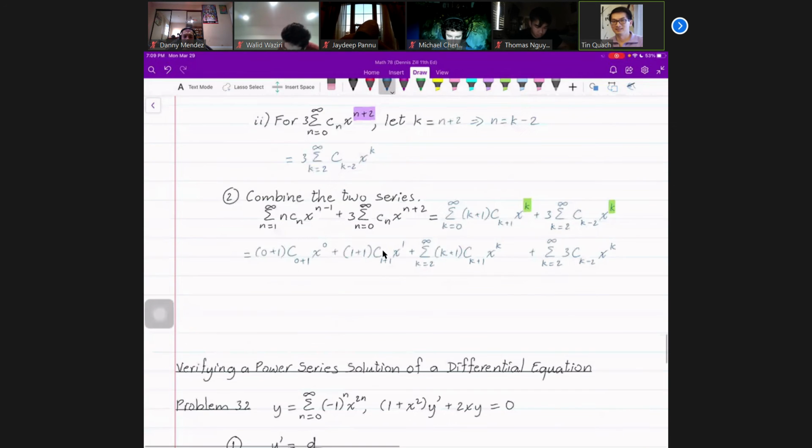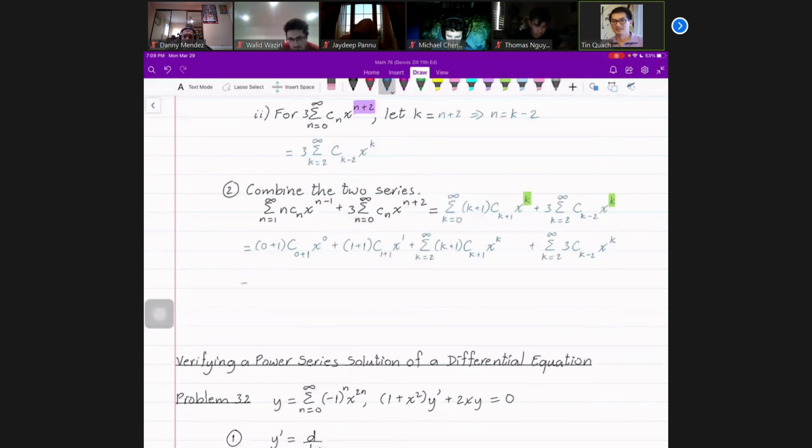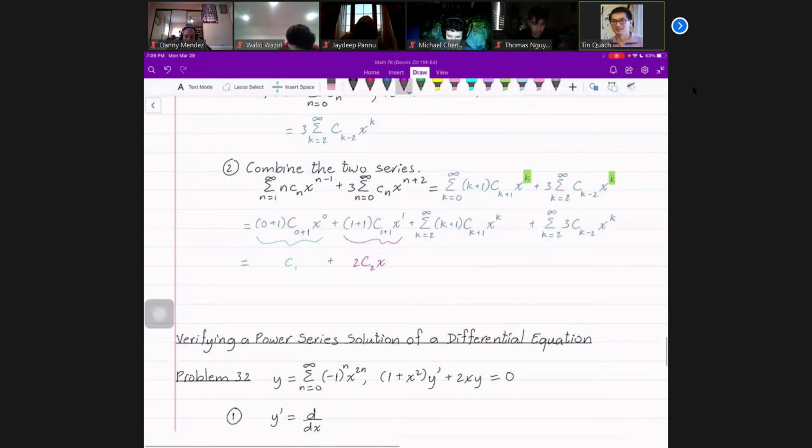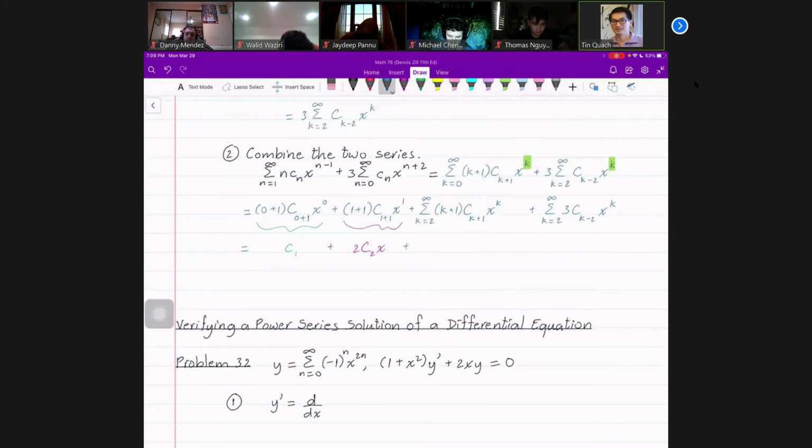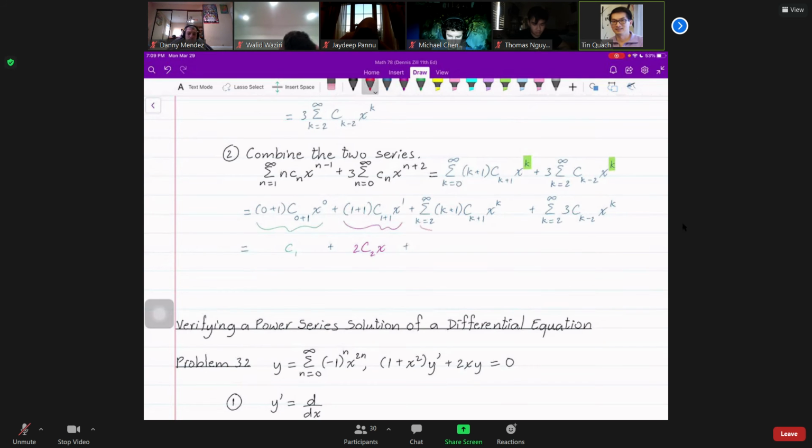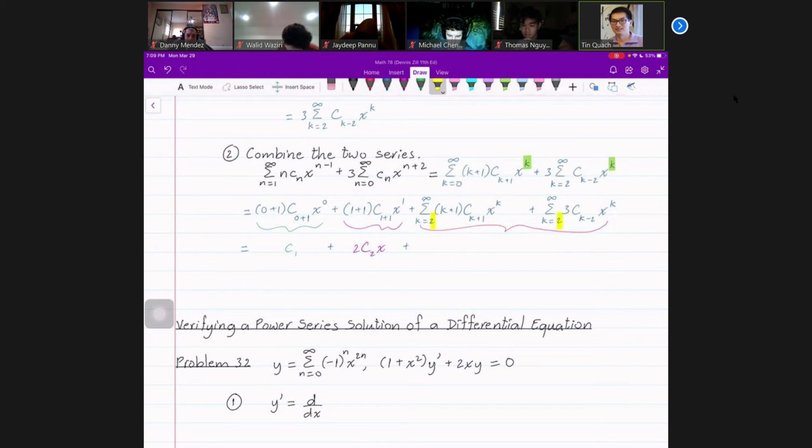All right, so let's simplify this one. So that is c sub 1. So this one right here is c sub 1 plus, and what is this? That's 2 c sub 2 x, and then plus. Now for these two right here, they have the same starting value k, right, and the same exponent. That means you can combine them.